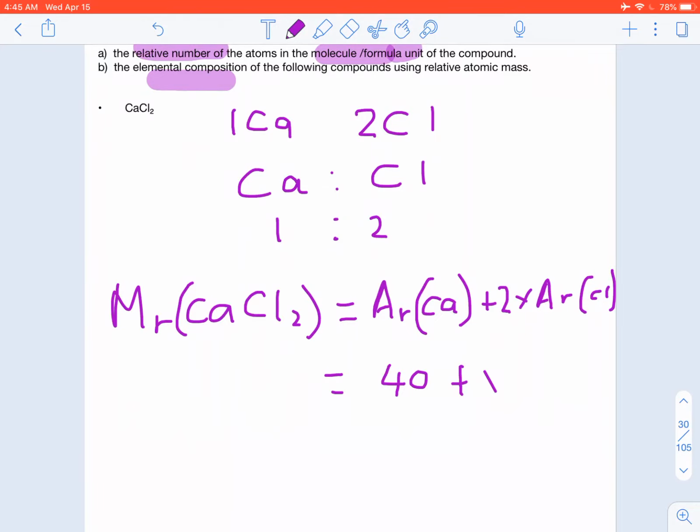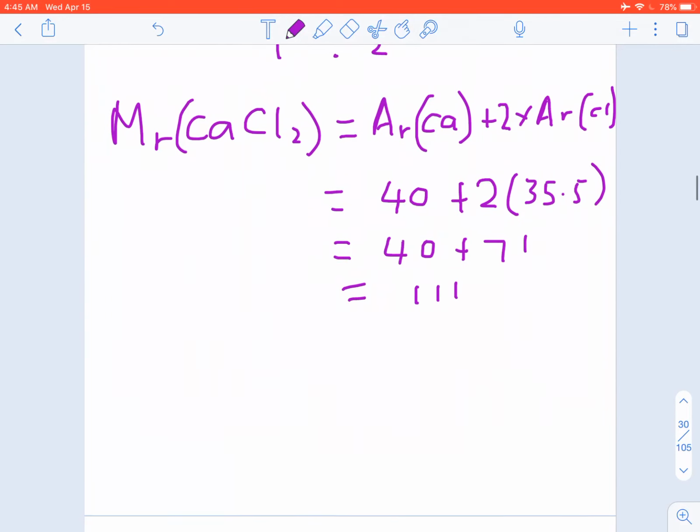plus 2 times 35.5, which would then be 40 plus 71, and that is equal to 111. So the relative formula mass of CaCl2 is equal to 111.